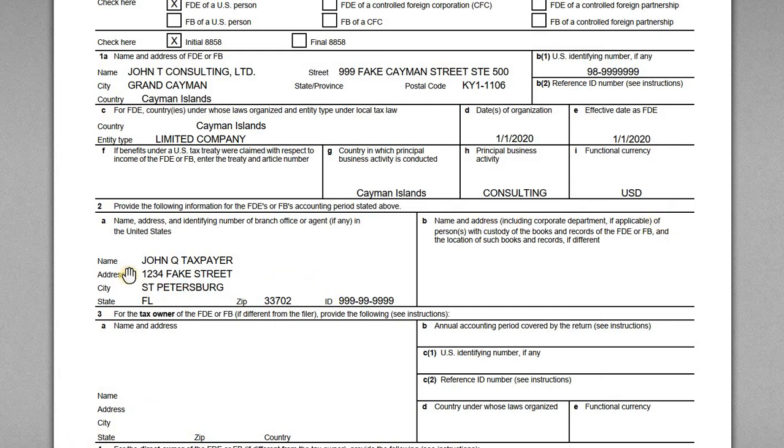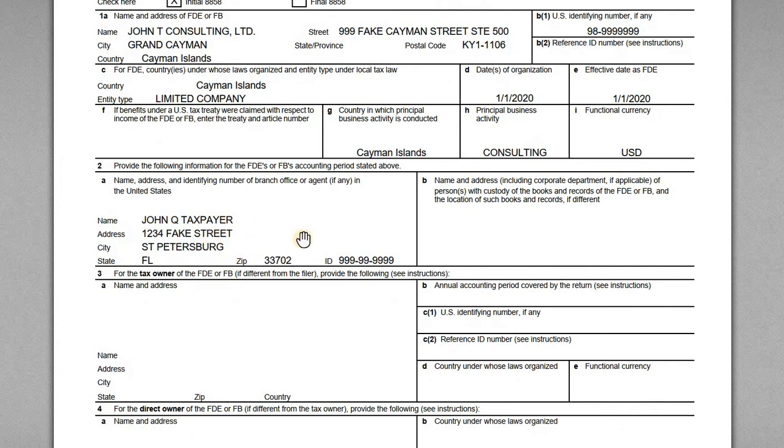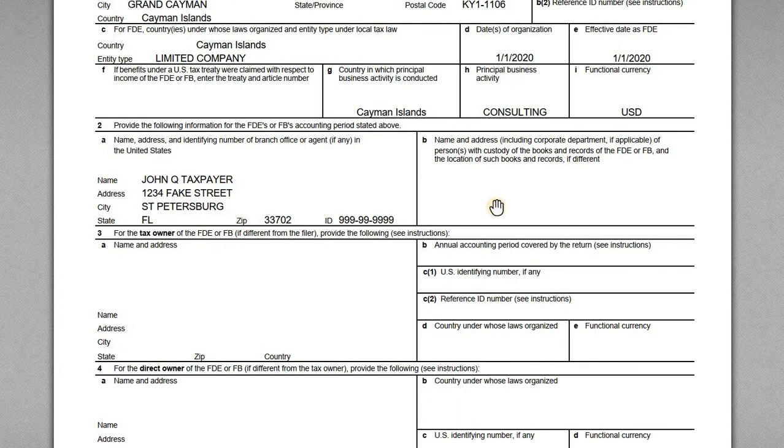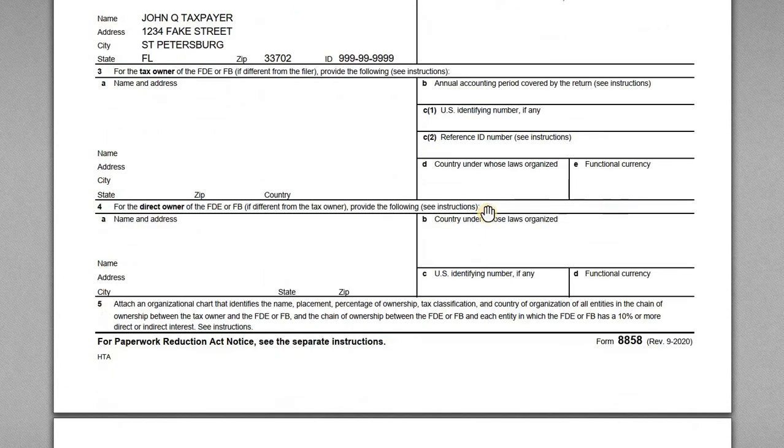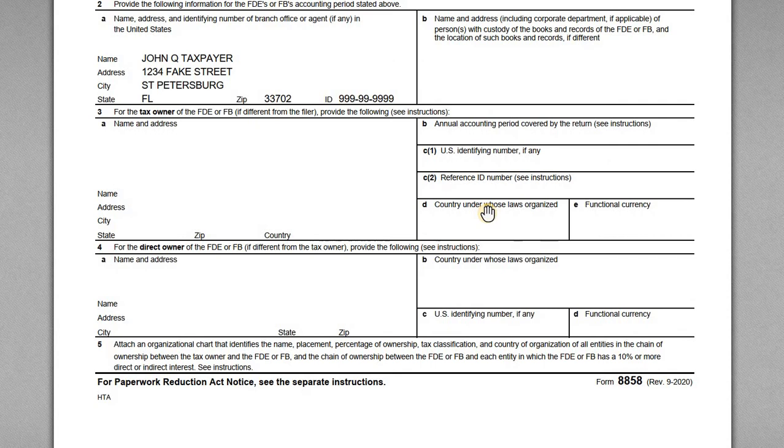So then in Part 2A here, enter John's name in the United States, right? I mean, he's the sole shareholder. He's the agent that's representing the company in the United States, so it's appropriate to put him down here. And then the remainder of this section would be completed if you had other individuals or entities that serve these roles that were different than John, right? So like, for example, in 3, it says, for the tax owner of the foreign disregarded entity, if different from the filer, provide this information. Obviously, John is the same person here, the tax owner, the direct owner, so we don't have to complete this extra information for him.